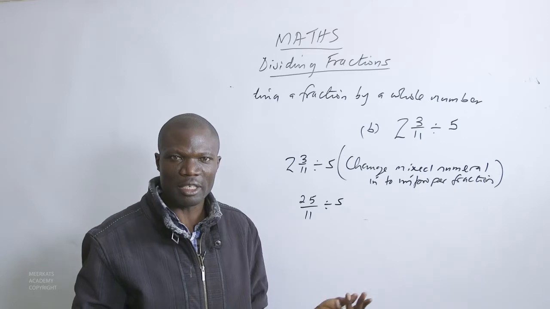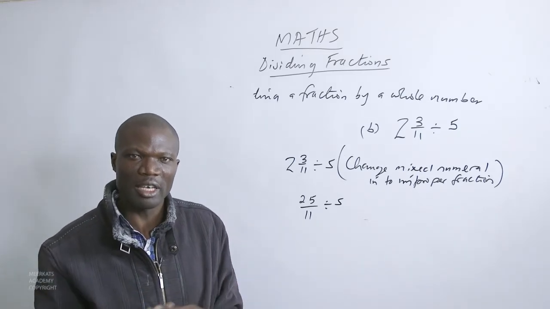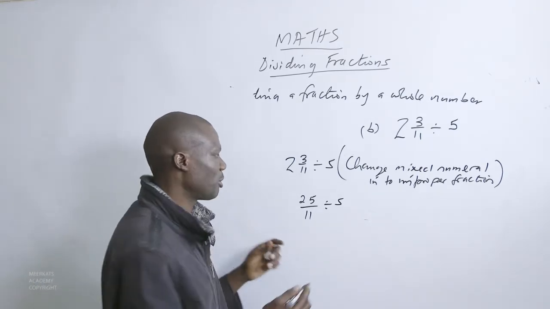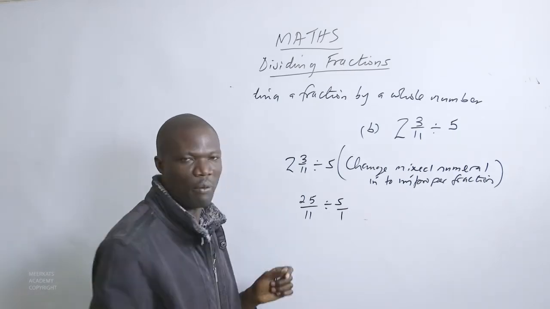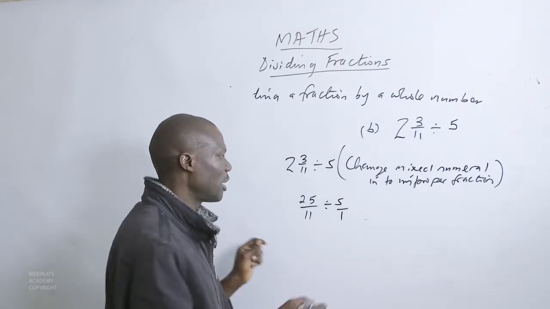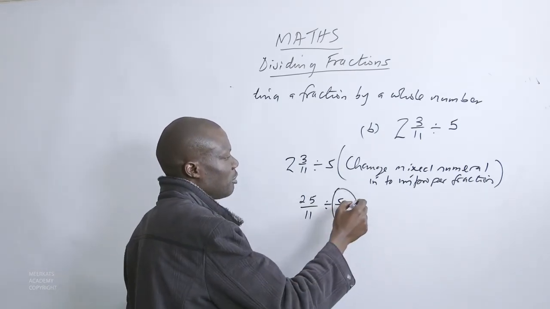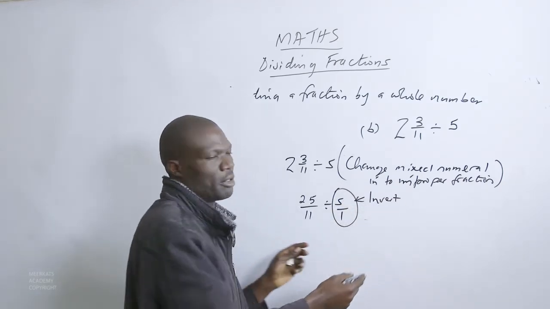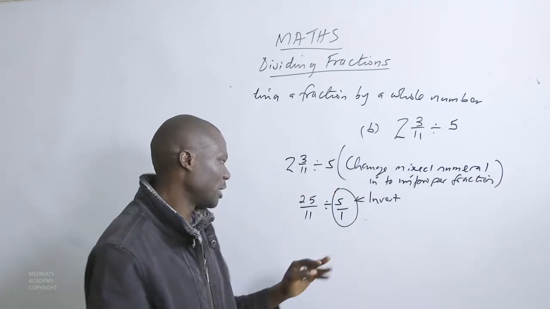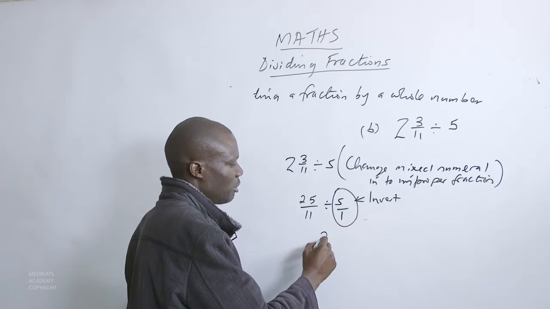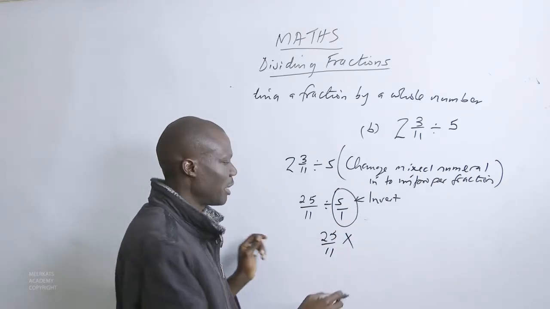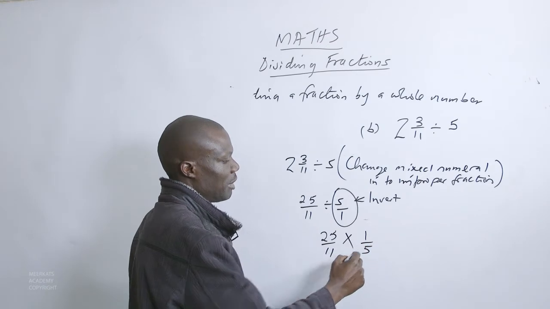Again, the second part is a whole number, so we introduce the 1 as our denominator so that we shall be able to find the reciprocal. So we shall introduce here a 1. When we introduce there a 1, for this we shall simply invert, or swap the numerator and the denominator, which implies that this question will now be 25 over 11 multiplied by 1 over 5.